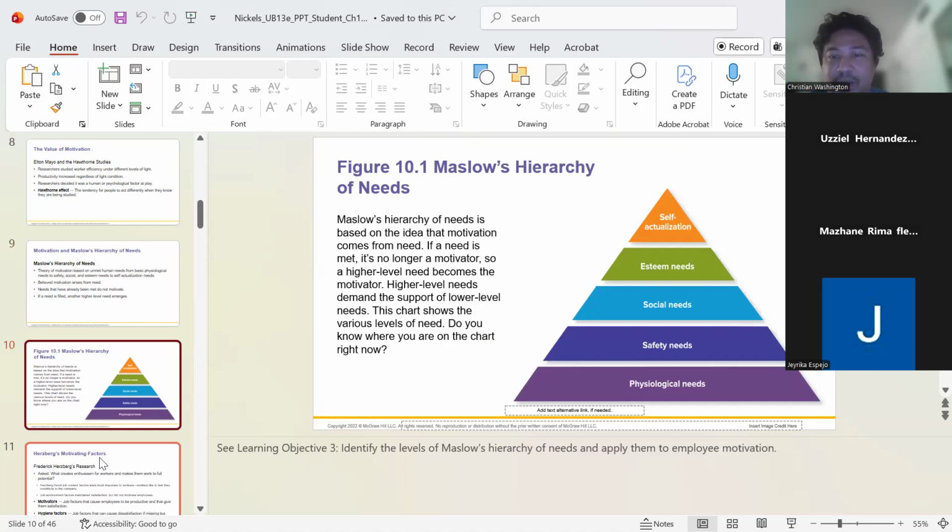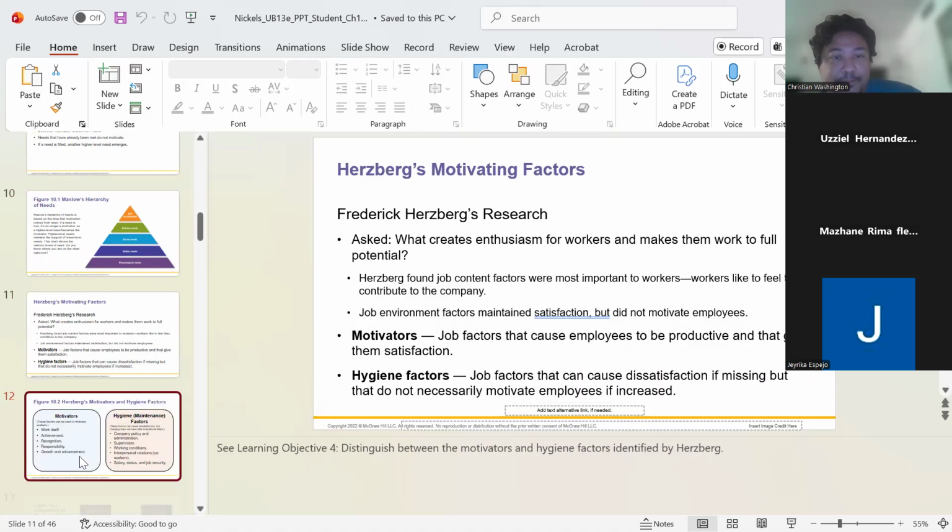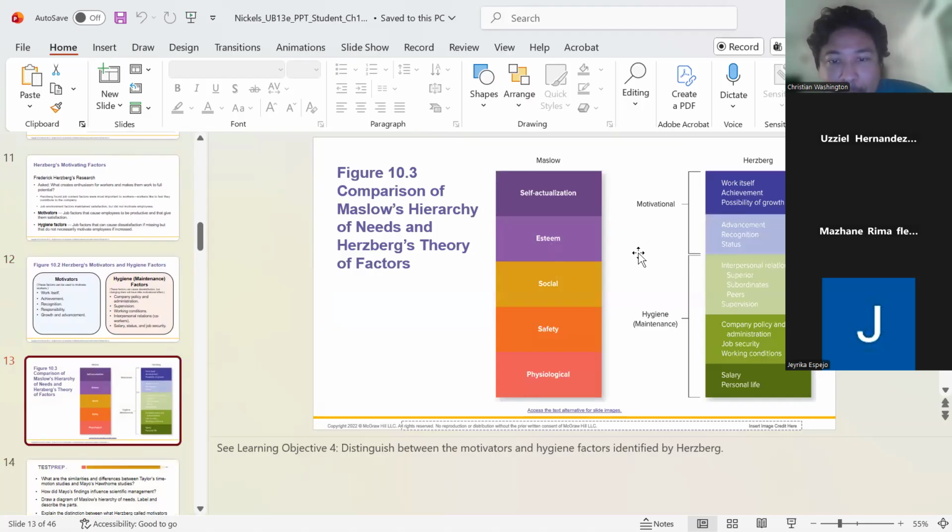So safety, social, esteem. It's telling you what a person needs based on ideas of motivation. So if you provide these needs to people, or if these needs are being met in some way as part of the workforce or your employees, you'll have a more motivated person, right? So there's safety needs, there's social needs, there's esteem needs, there's psychological needs. Right. So here's an example, right?